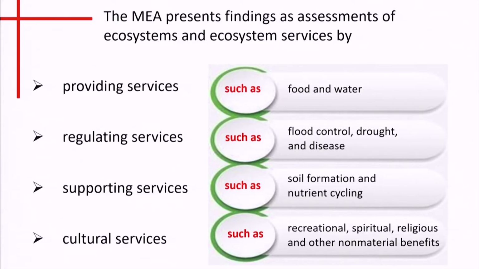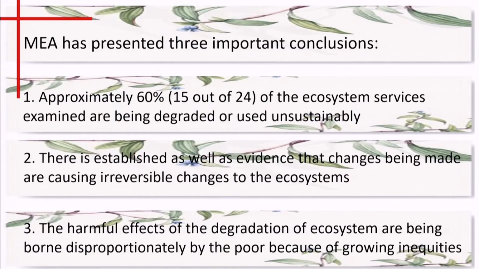The MEA presents findings as assessments of ecosystems and ecosystem services, by providing services such as food and water, regulating services such as flood control, drought and disease, supporting services such as soil formation and nutrient cycling, and cultural services such as recreational, spiritual, religious and other non-material benefits.